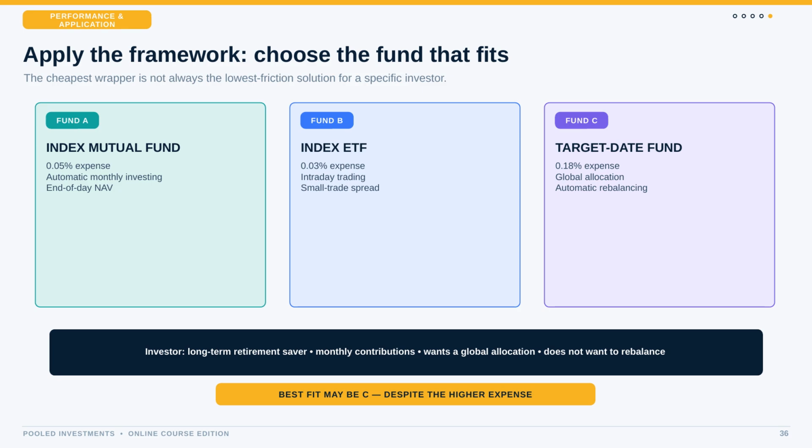The best answer depends on the account, contribution process, desired allocation, tax situation, trading size, and willingness to rebalance. A few basis points matter, but so does a system the investor can actually maintain.